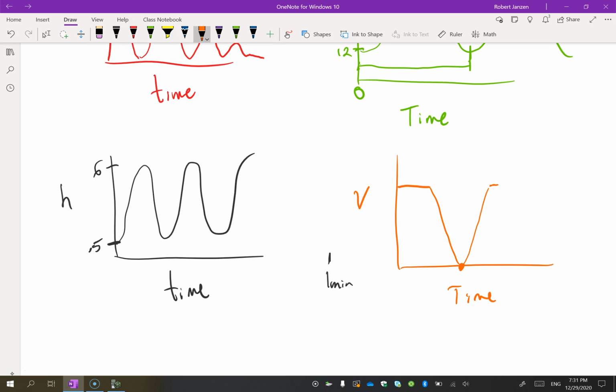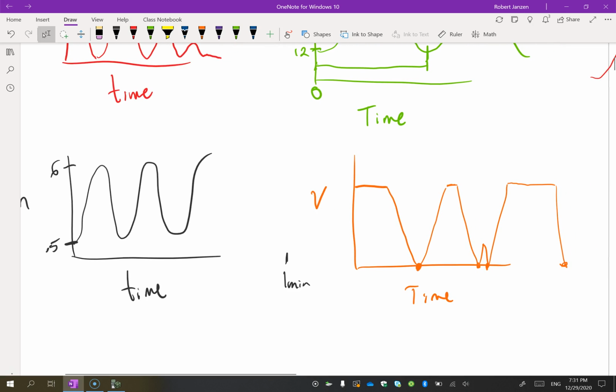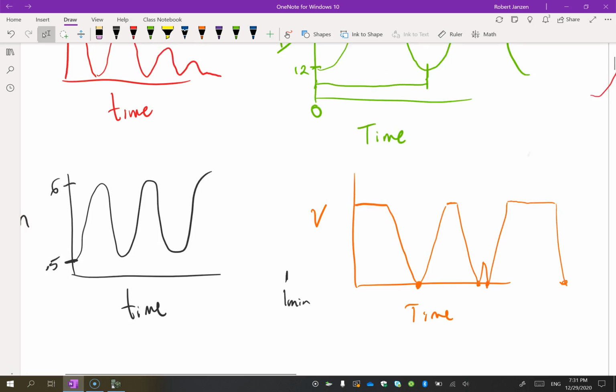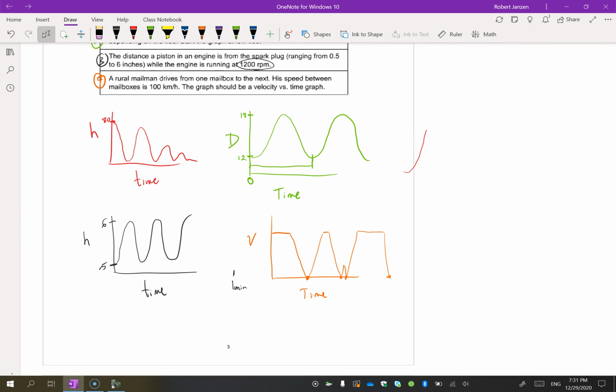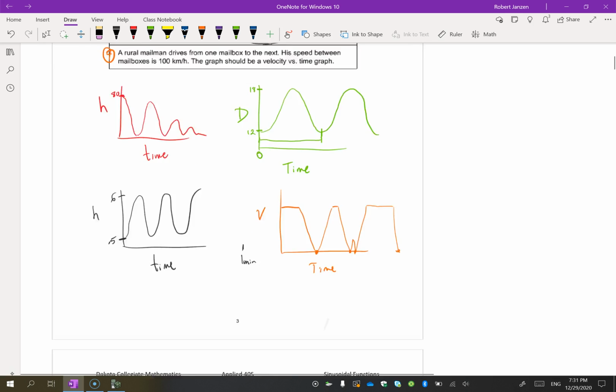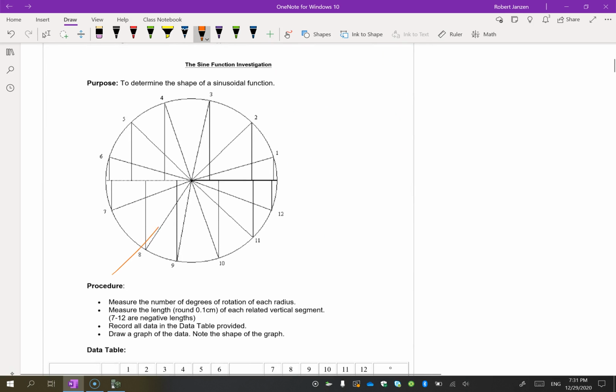Now, he might only be there for a short time before he right away gets to the next one. Now, the next mailbox might be so close, he actually doesn't get up to speed. Okay, and then he might have to travel for a long time before he gets to the next mailbox. This you should see is not periodic because there's no consistent pattern. Okay, so those are some examples of periodic graphs and not periodic graphs. We're going to look at another example.